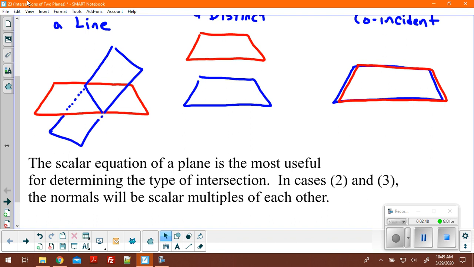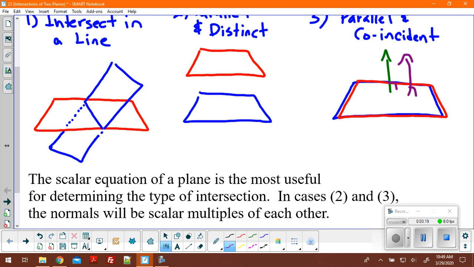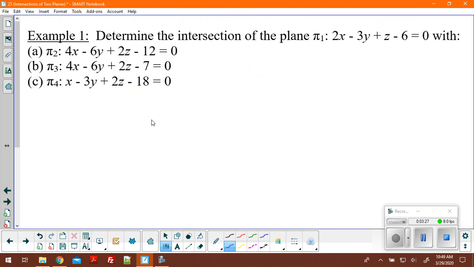So when we go to solve these, definitely the easiest way to do this is with the scalar equation of the plane, just like we would use the scalar equation of a line in 2D to solve that situation. In cases 2 and 3, the tip-off that they're going to be parallel is that the normals will be scalar multiples, because the normals will also be parallel. If that's the normal of plane 1, and this is the normal of the other plane, they have to be going the same direction. Same in this case here. So this is going to be a fairly short note. I'm just going to go through a couple examples here of what that looks like.